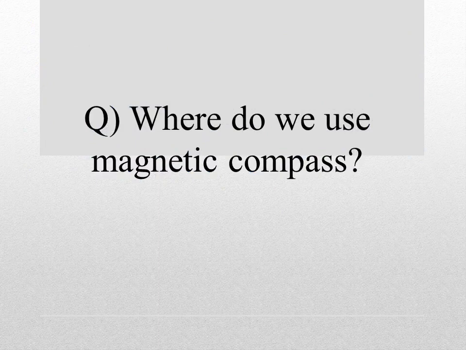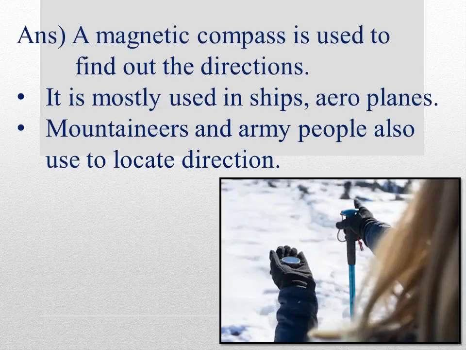Where do we use the magnetic compass? A magnetic compass is used to find out the directions. It is mostly used in ships, aeroplanes, etc. Mountaineers and army people also use it to locate directions.